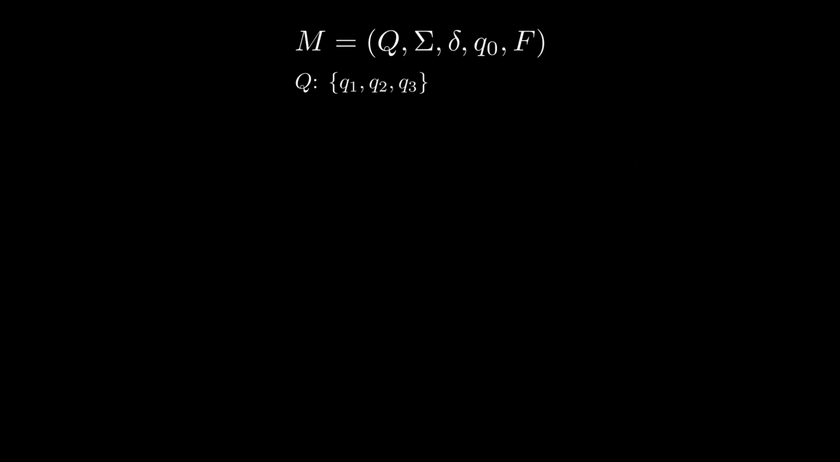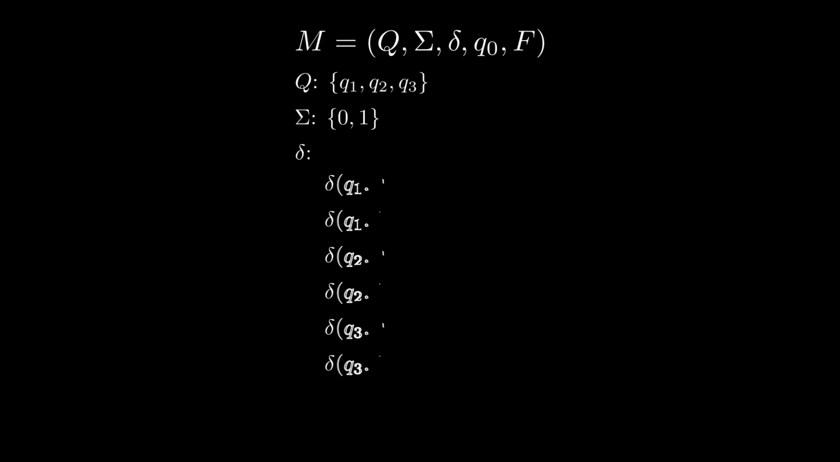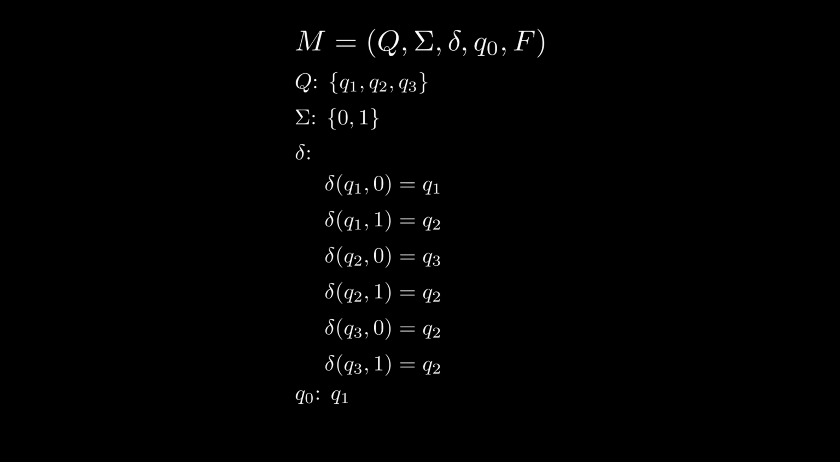Q, the set of states, is Q1, Q2, and Q3. The alphabet of our machine is the set of 0 and 1. Our transition function will look like this. The start state, Q0, is marked as Q1. And our set of accept states only has one state, which is Q2.